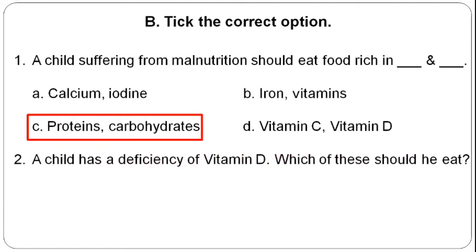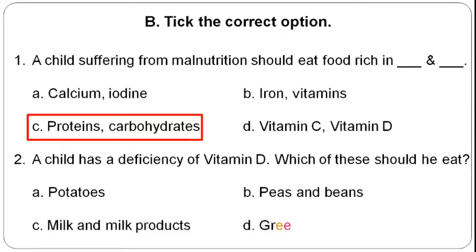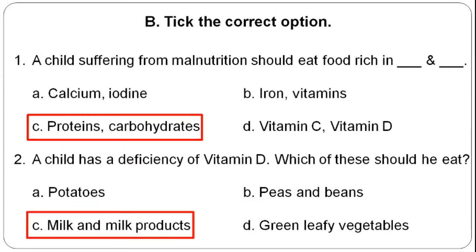Second, a child has a deficiency of vitamin D. Which of these should he eat? A. Potatoes. B. Peas and beans. C. Milk and milk products. D. Green leafy vegetables. Okay, this is deficiency of vitamin D, so the answer is very easy. Milk and milk products. Very good.